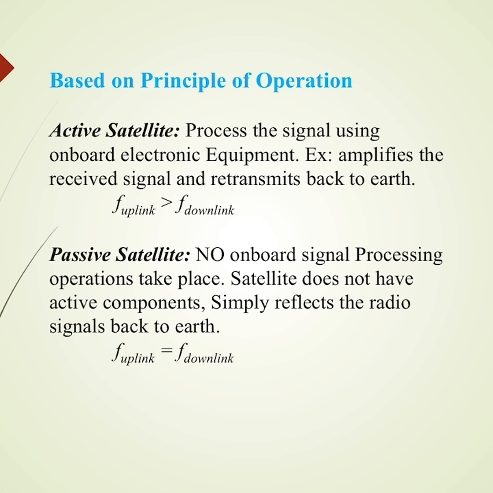In active satellites, uplink frequency is greater than downlink frequency, whereas in passive satellites, uplink frequency and downlink frequency are the same. The satellite doesn't have any active components. No onboard signal processing operation takes place in passive satellites. This passive satellite simply reflects the signal back to earth.